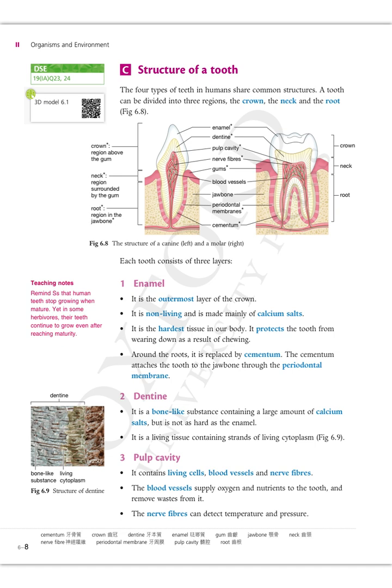The pulp cavity is found at the center of the tooth. It houses blood vessels and nerve fibers. These blood vessels and nerve fibers keep the tooth alive by continuously supplying oxygen and nutrients. They also allow you to sense temperature and pressure.